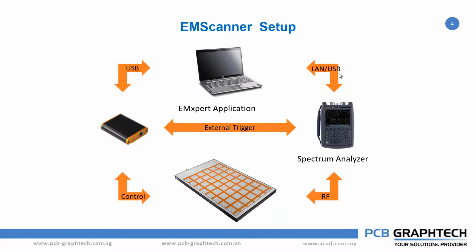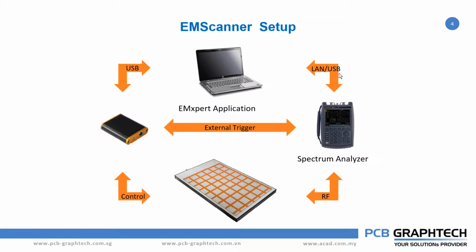On the PC, you need to install the EM Expert software, and then establish the connection with the spectrum analyzer and the EM Scanner. Once the connection is established, it will do the various scans, like your spatial scan, spectral scan, spectral overlay, and spectral compare spatial. All can be done, and each scan completes within a fraction of a second and gives you the result.